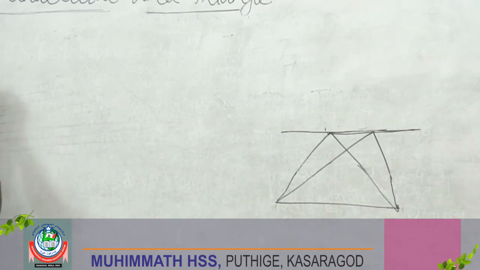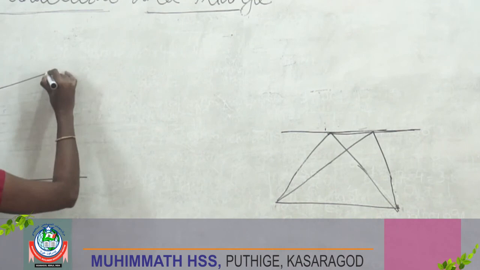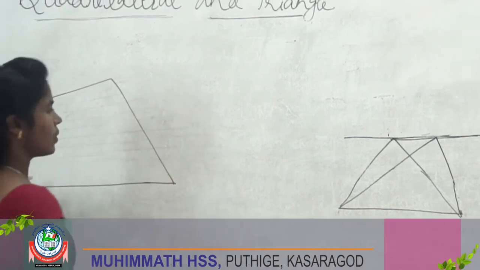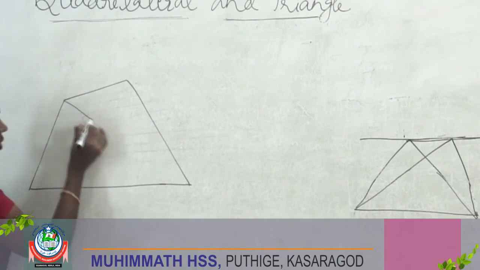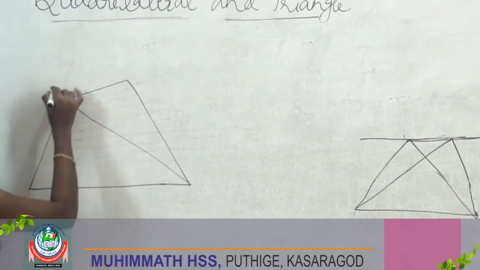So first step is draw a quadrilateral ABCD. Next step is draw a diagonal.